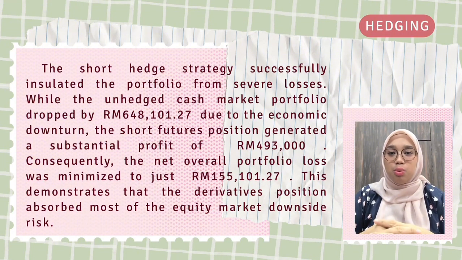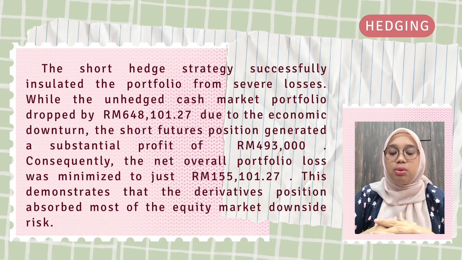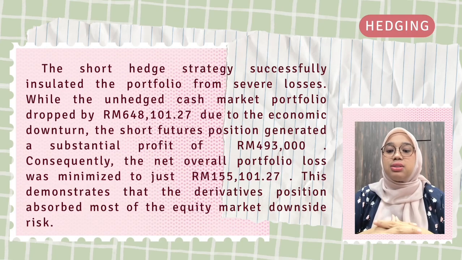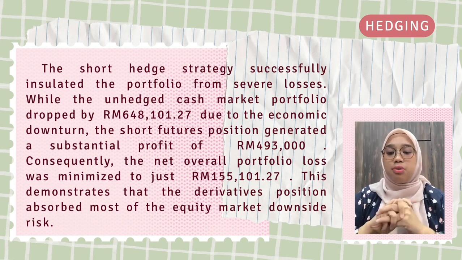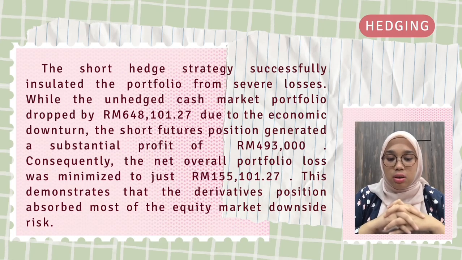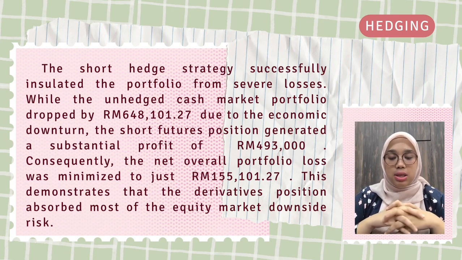If we did nothing, we would have lost over 648,000 ringgit. But because we hedged, we combined both sides. Yes, we lost 648,101 ringgit and 27 cents on our real stock, but still we made 493,000 ringgit from our futures contracts. When you put them together, our net loss is only 155,101 ringgit and 27 cents. So the strategy worked perfectly.